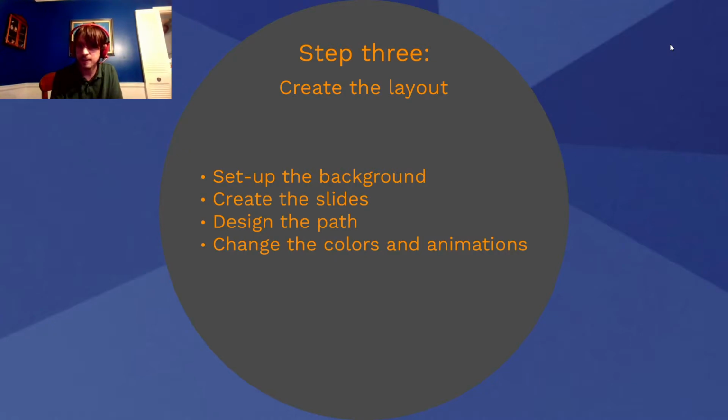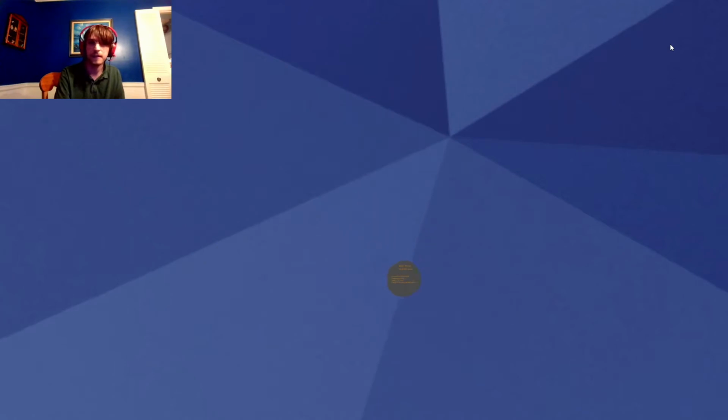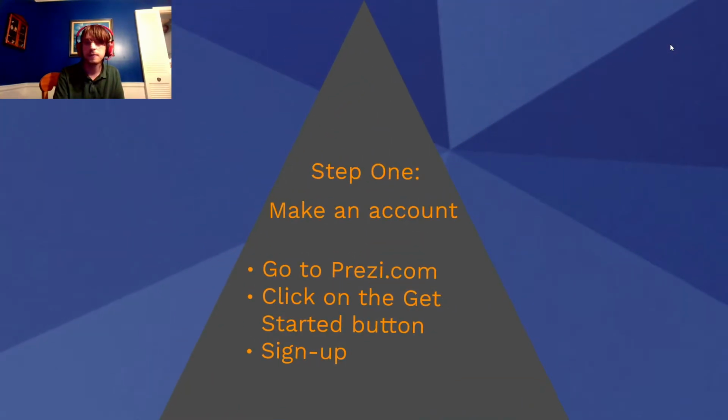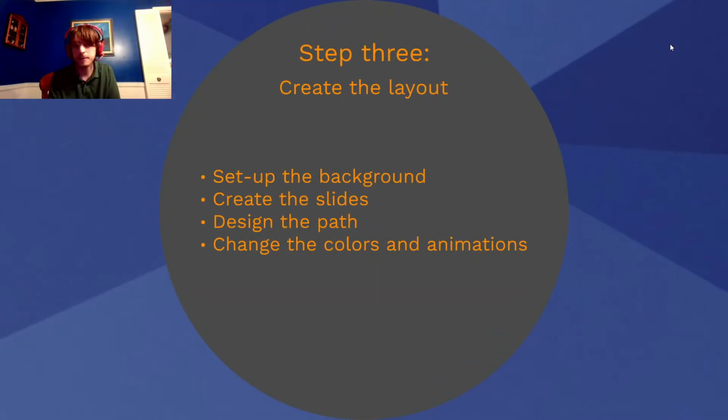And that brings us to the next step, design the path. So unlike a presentation given with a PowerPoint, your slides are not going to be just in numerical order. They're going to be placed on a big grid, and you're going to be able to move from one to the other in any direction. It even could involve rotating. So you're going to want to figure out where you want your presentation to hop from one point to the next. And then once you've done that, you're going to want to change the colors and animations to make it look the way you want.